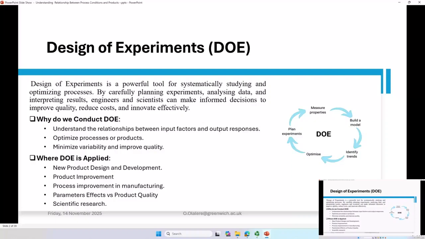So now, design of experiment is a powerful tool. Today, I will only give you the background of DOE. This is not part of the exam. This is just additional knowledge for you. For some of you, you may not understand what I'm doing now, but you will thank me later. It may not be 2 years, it may not be 3 years, it may be 4 years after. You will remember this, so keep this video. You will need it. Design of experiment is a powerful tool for systematically studying and optimizing processes.